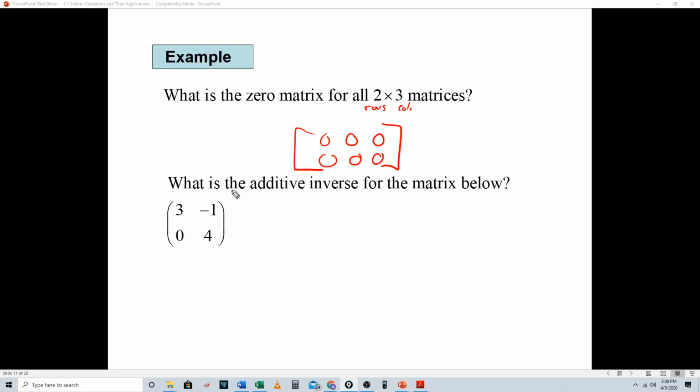Okay? The additive inverse matrix: basically, whatever I add to this would make it a 0 matrix. 0, 0, 0. That's the additive inverse. So what's the opposite of 3? -3. Opposite of -1? +1. Don't really need the plus. 0, 0, and negative 4. That's our additive inverse matrix. All right.